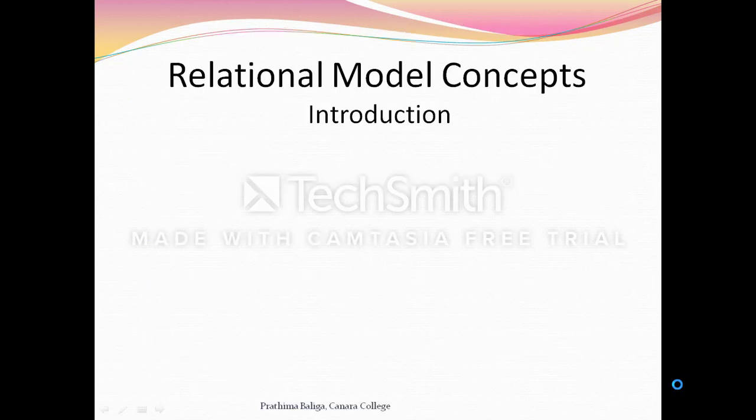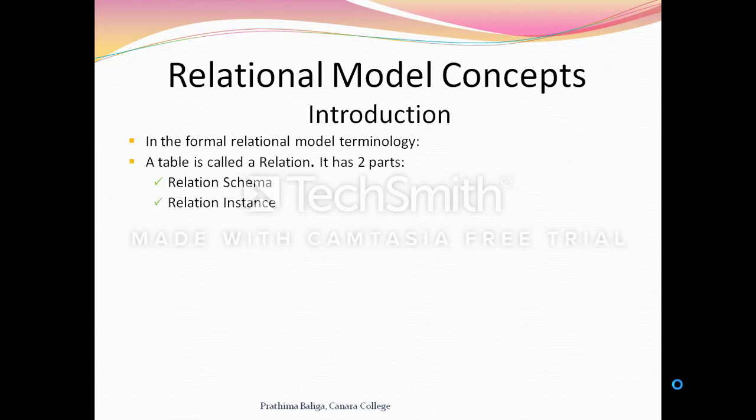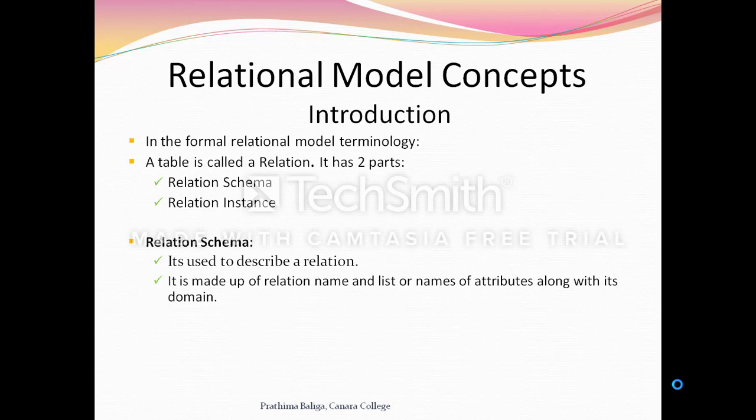In relational terminology, a table is called as a relation. It has two parts, relation schema and relation instance. Now let us understand what is a relation schema. A relation schema describes a relation. It has a relation name and list of attributes with or without its domain.